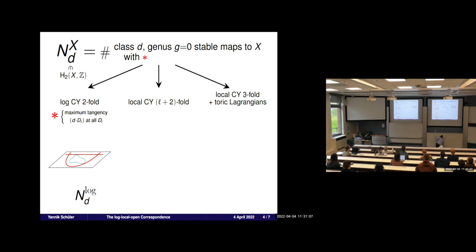And now I need a pen. Okay, so let's look at our example where we had Y equal to P2, and let's have D equal hyperplane. Okay, so we compute D times D1, which is hyperplane class, is 1. D times D2 is 2.